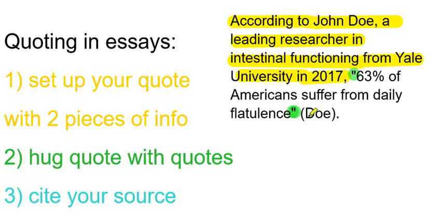In MLA format, which is a citation format, you put the speaker's last name, which is Doe in this case, in parentheses, and if his last name is missing, so if, for example, we only knew that he was a lead researcher in intestinal functioning from Yale University, then we would put the organization name in quotations after the quotation is said. So then, right here, it would say Yale University instead of saying his last name, Doe. Of course, at the very, very end, we put the period, because where else would a period go except for at the very end of the sentence?